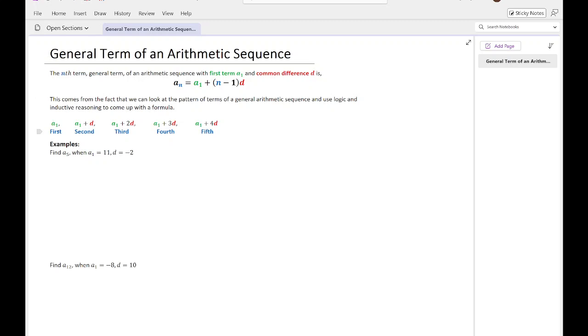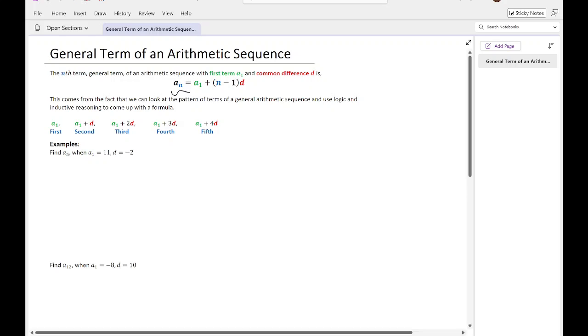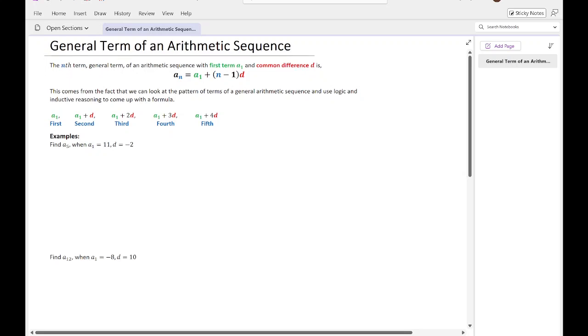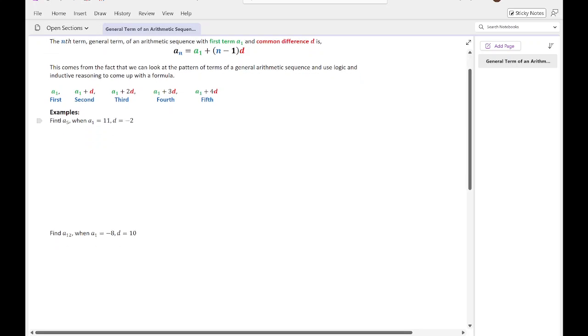So you can see what the first term would look like, the second term, the third term, fourth, fifth, and so on. And this is how we get this formula. So using this formula, let us answer some questions. Find a sub 5 when a sub 1 is 11 and d is negative 2.